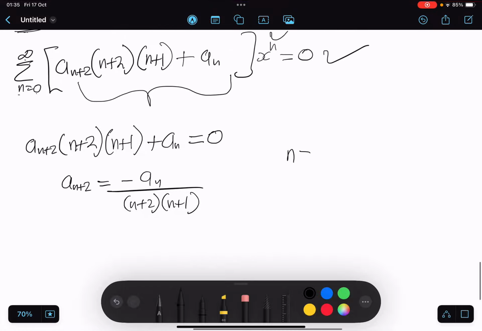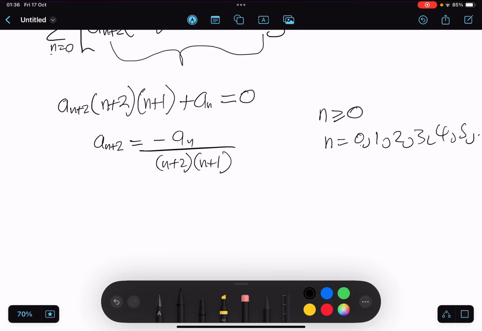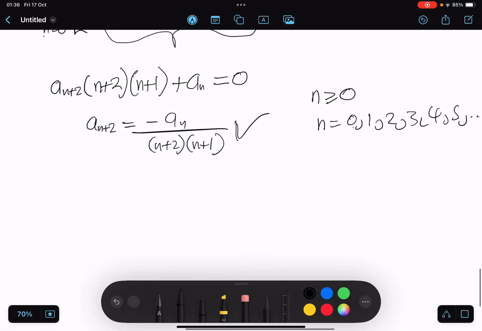Which means n is greater or equal to 0. That means n is equal to 0, 1, 2, 3, 4, 5. It continues till infinity, isn't it? So whenever we substitute the value of n here in this equation, we are going to find the value of a. So we call this equation the recurrence relation.